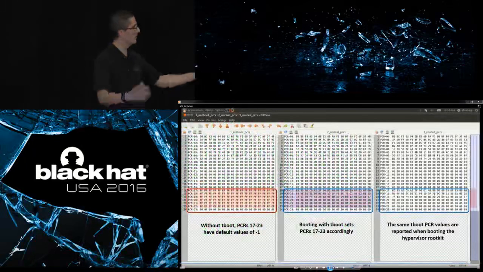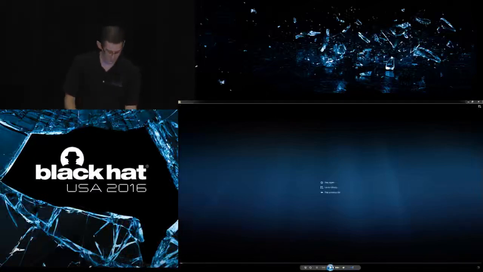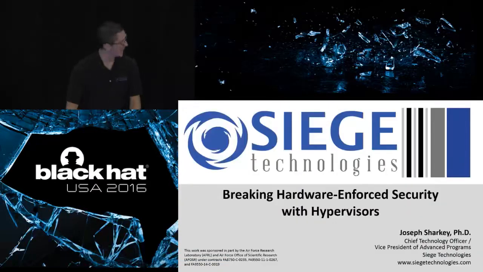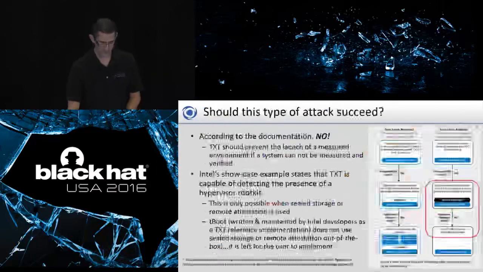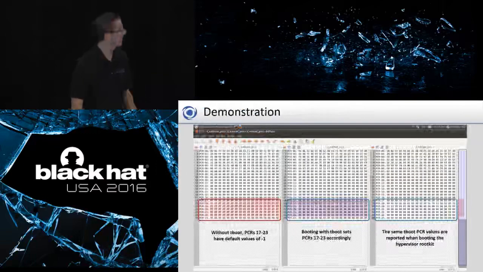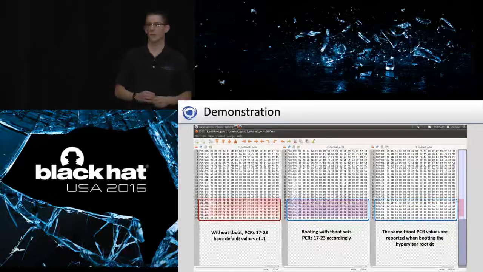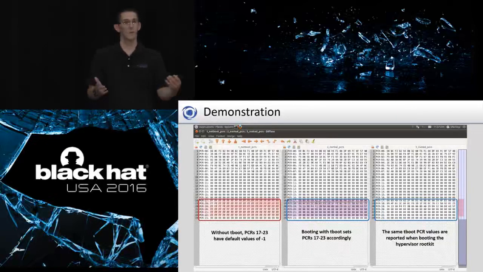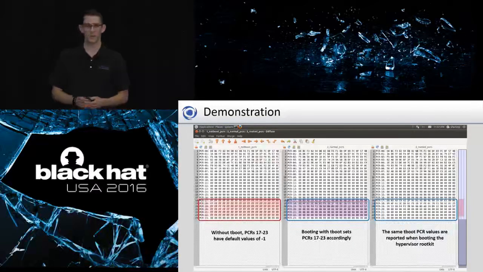To show that, I ran diff, and it's kind of hard to see all the numbers there, but you can pull up the slides afterwards and take a look at it. But what we have is the same exact values. So as far as the software on the system is concerned, we're in the same state that we were with regular tboot. So we've completely undermined the root of trust here.